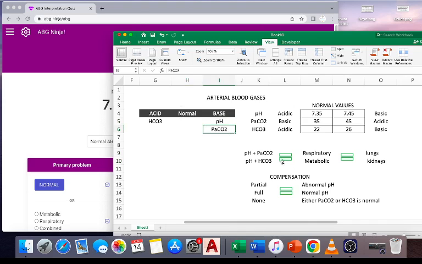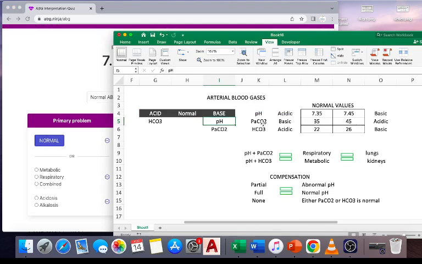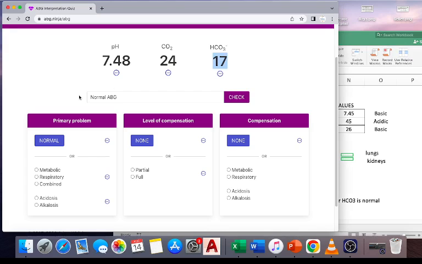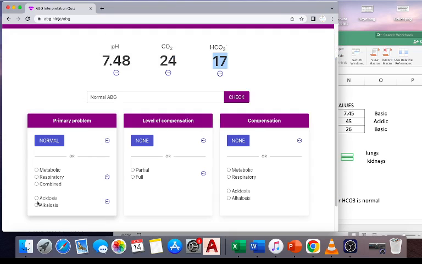Basic PaCO2, and for PaCO2, it's respiratory. Now, since pH is basic, I would use alkalosis. So it's respiratory. Whenever you see CO2, it's comparable to respiratory, and with bicarbonate, it's metabolic. So I'd use respiratory alkalosis. Okay.